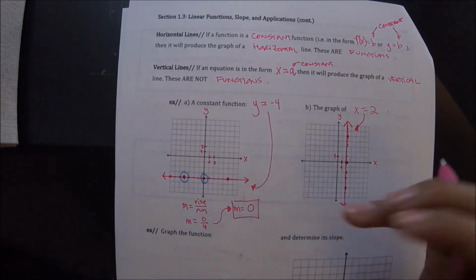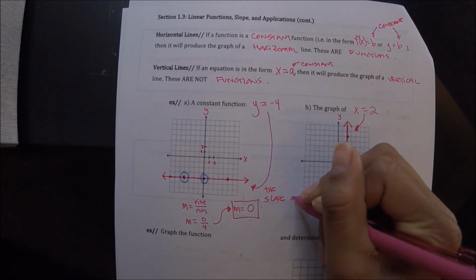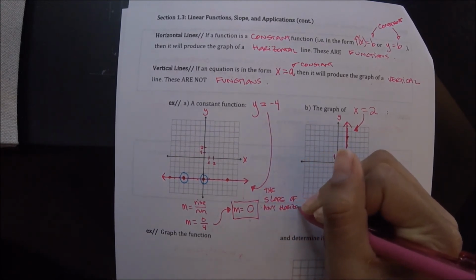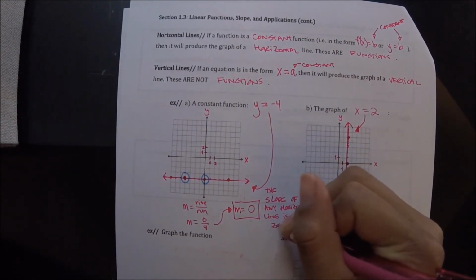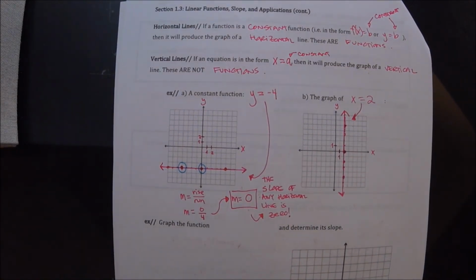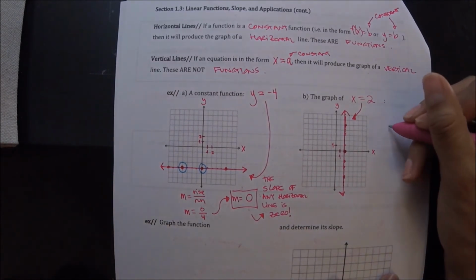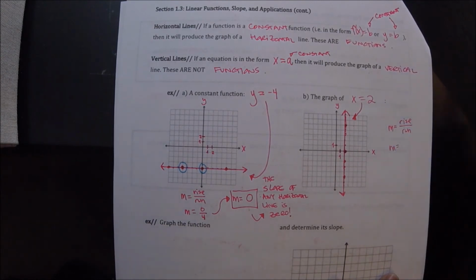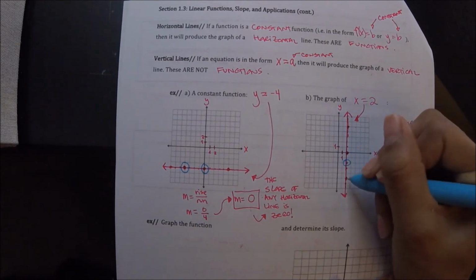And what this is telling us is the slope of any horizontal line is 0. Now let's do the same thing for this line. The slope is rise over run, and we're going to choose 2 points. Doesn't matter which two. Let's choose this one and this one.